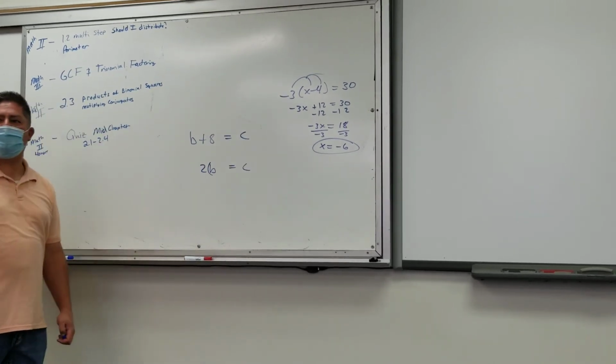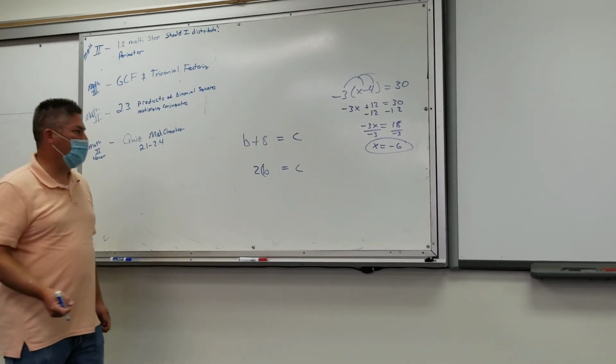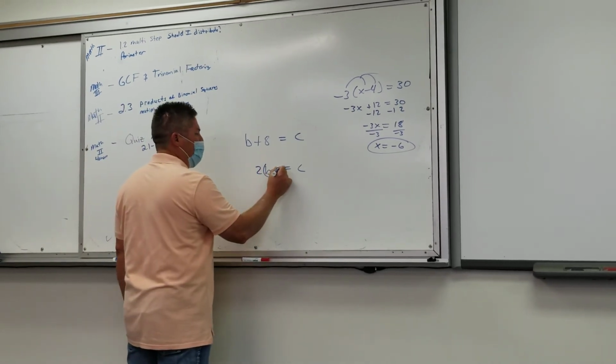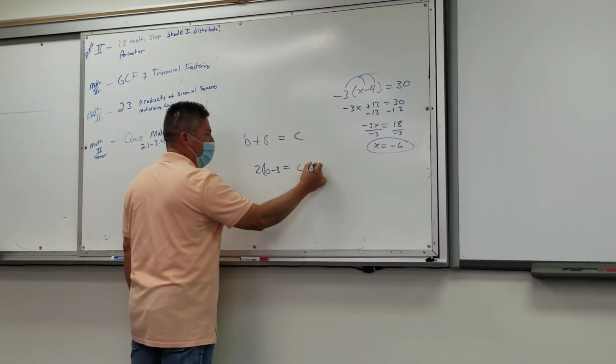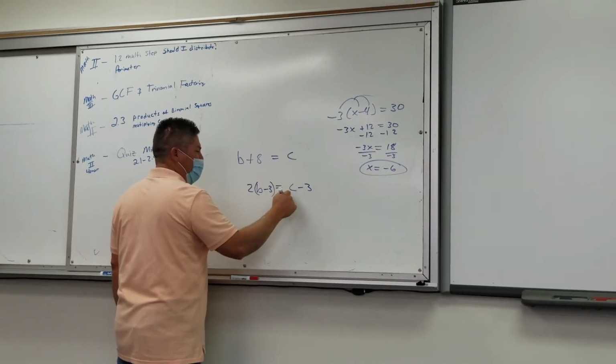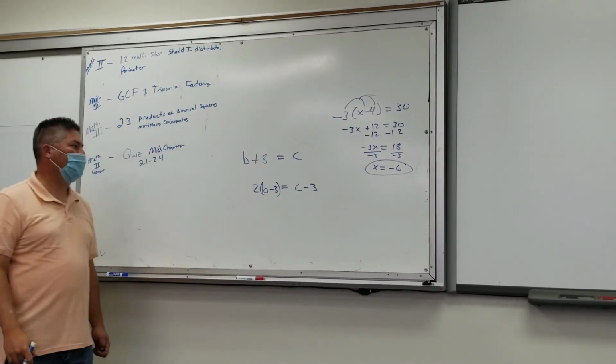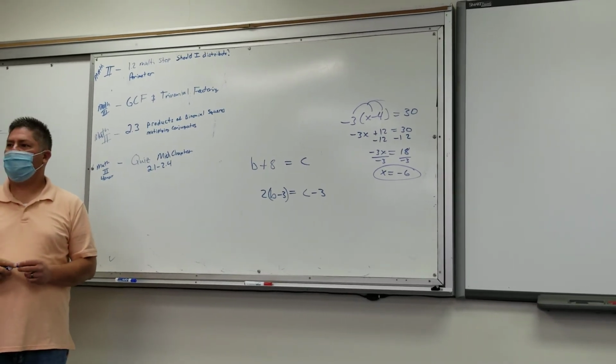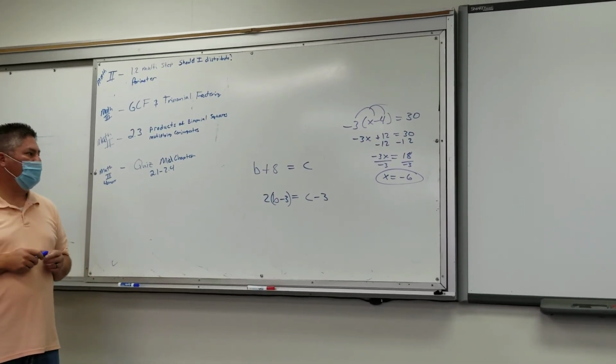But this was 3 years ago. So what should I do with the B? Minus 3. What should I do with the C? Minus 3. Because this is right now, and this is 3 years ago. Okay, now how old is your cousin now?